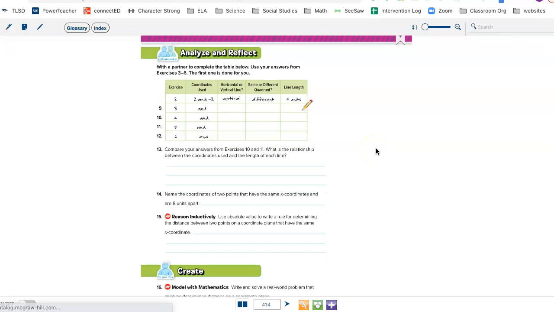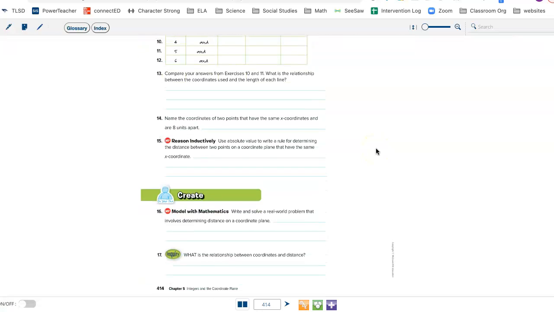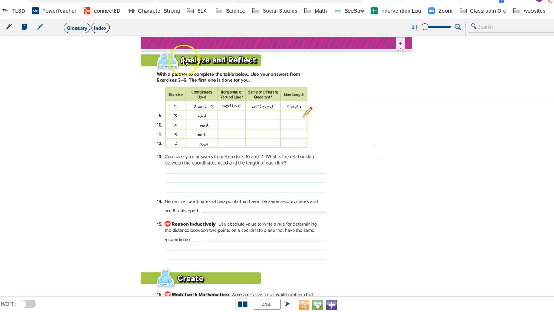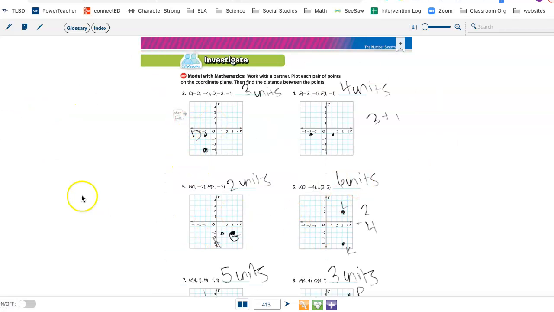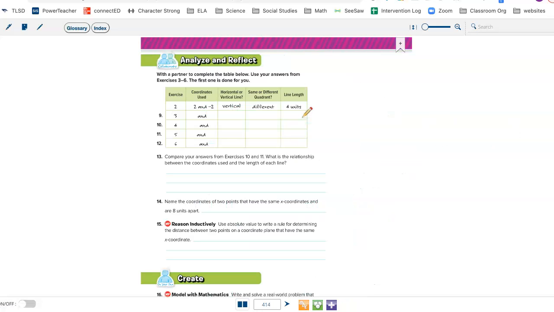What I'd like you to do is on the back, you're going to do page 414. It should be, you know, are you making a horizontal or vertical line? Are the points in same or different? You're going to use the numbers 3 through 6. So these ones that you did over here, you're going to use on this table. So exercise 3, you're going to put the coordinates used. So go back to number 3, what were the coordinates used? Did it make a horizontal or vertical line? Were the points in the same or were they in a different quadrant? And what was the length?